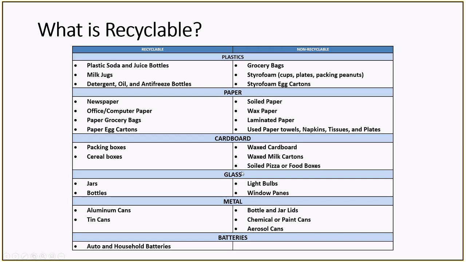For example, pizza boxes are made of cardboard, and cardboard is recyclable. As it mentions here, packing boxes can be recyclable. The problem is that if it has soiled food on it, like pizza grease or cheese, it cannot be recycled. In addition, if the carton is waxed, waxed cardboard or milk cartons, those also cannot be recycled. In addition, anything that contains chemicals, like paint cans or aerosol cans, cannot be recycled either.